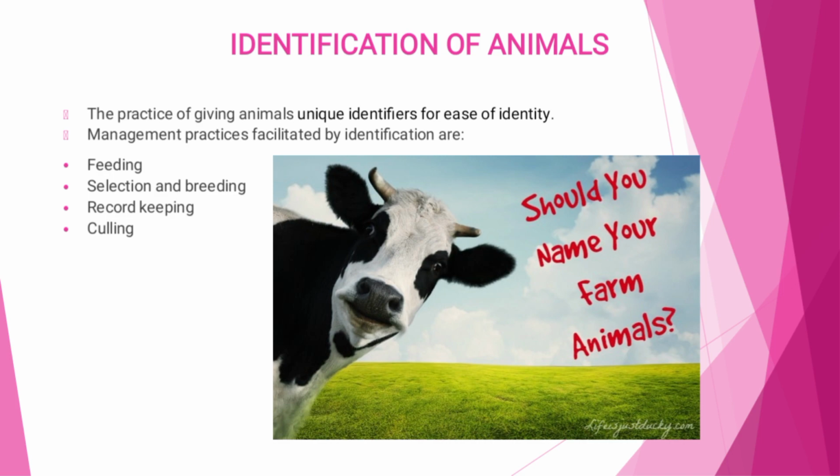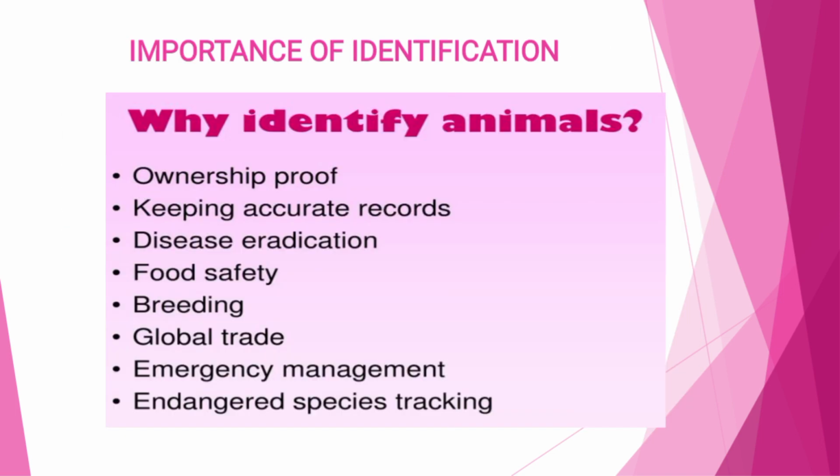Identification is the practice of giving animals unique identifiers for ease of identity, and the identification facilitates management practices. Some of them are feeding, selection and breeding, record keeping, and also culling. So we have the importance of identification.